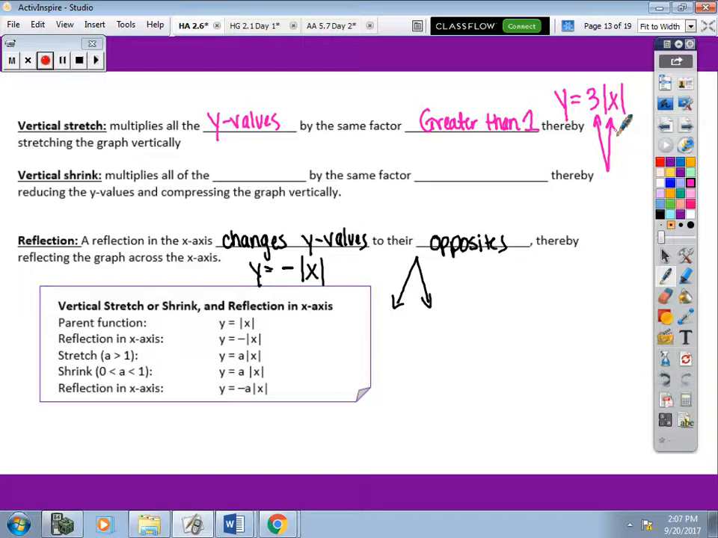The shrink is going to take all of the y values, and it's going to multiply by the same factor that is between 0 and 1. If you have a negative also, that's going to just reflect. So for example, y equals 1/2 times the absolute value of x. Again, a shrink would take the tips of the arrows and it would shrink them down, which will make it less steep. So the graph would go up 1 over 2, up 1 over 2. Something like that. So it'll be flatter.